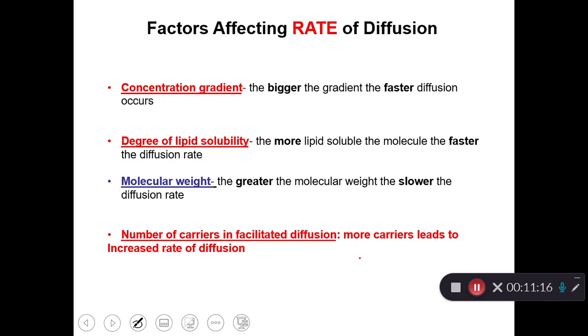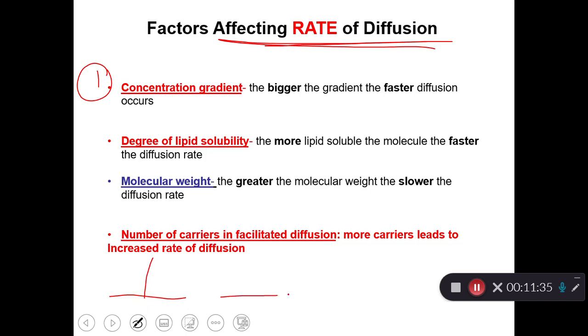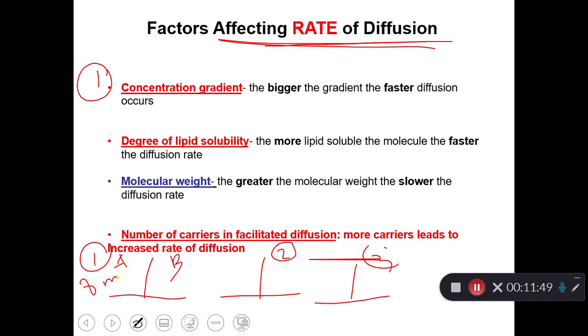So what are the factors affecting the rate of diffusion, which is a passive process? Number one is the concentration gradient, or concentration difference. The more the difference, the faster the diffusion. So, for example, suppose we have three scenarios. In the first scenario, this is side A and side B. Suppose in side A we have 8 molar of sodium, and in side B we have only 2 molar of sodium.